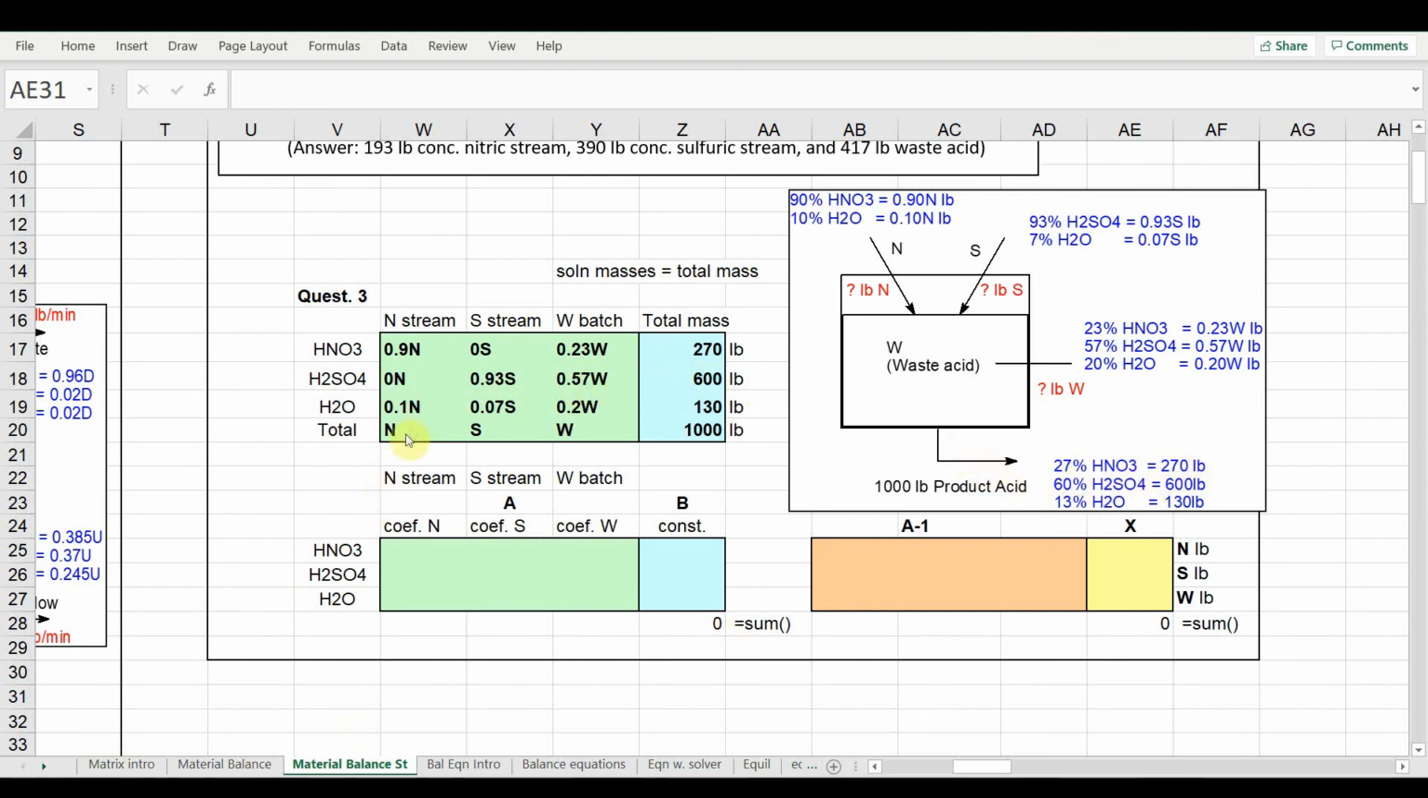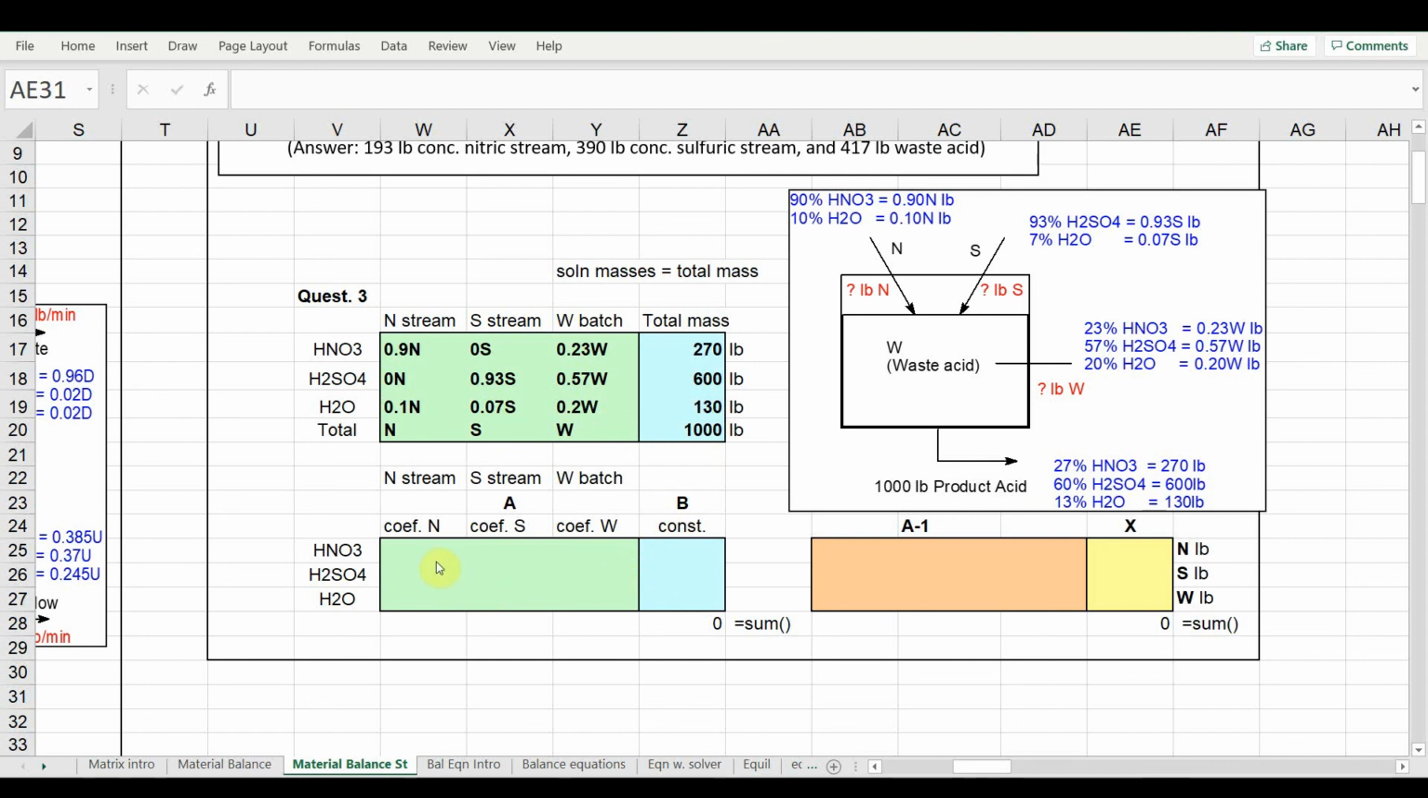For water, we can write the nitric acid stream is 10% by weight water, so 0.1 times the weight of nitric acid stream is water. The sulfuric acid stream is 7% water, so 0.07 times the weight of the sulfuric acid stream is water. The waste acid itself is 20% by weight water, so I can write 0.2 times the weight of the waste acid stream. Those three masses together represent the total mass of water being combined, and that will give us the total mass of water present in the mixture, and that's 130 pounds. There's four mass balance equations. I'll choose the first three.